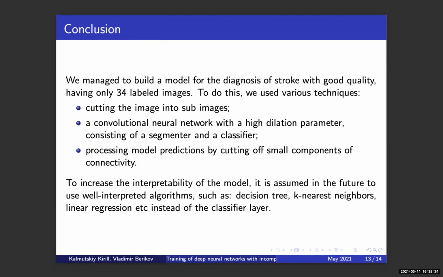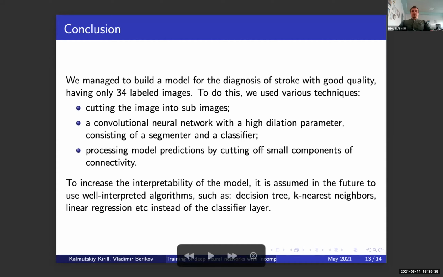I said that the model should be interpretable, so how can we achieve interpretability? Instead of a classifier layer, we can use some tree-based models, which are very interpretable. I tried to do this, but the problem is that those tree-based classifiers show really bad accuracy, and with such models I couldn't achieve good classification quality, and therefore segmentation quality was very bad also. I'm still trying to resolve this problem. And so that's all. Thank you for attention.